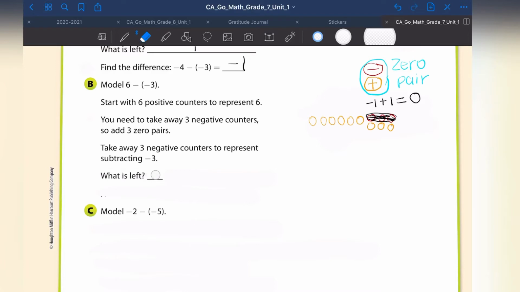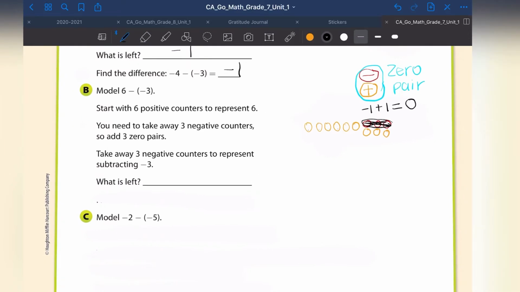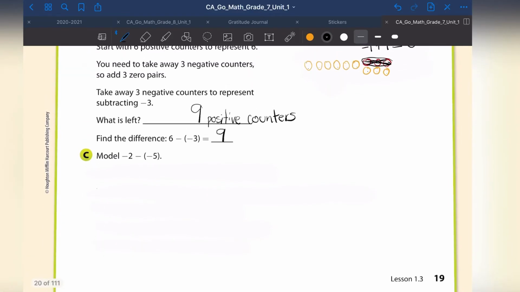Okay, so what is left? Let's count. 1, 2, 3, 4, 5, 6, 7, 8, 9. 9 positive counters. So the difference of 6 minus negative 3 is positive 9. Okay, again, we use 0 pairs when we don't have enough negatives to subtract. Okay, let's try one more. Model negative 2 minus negative 5.